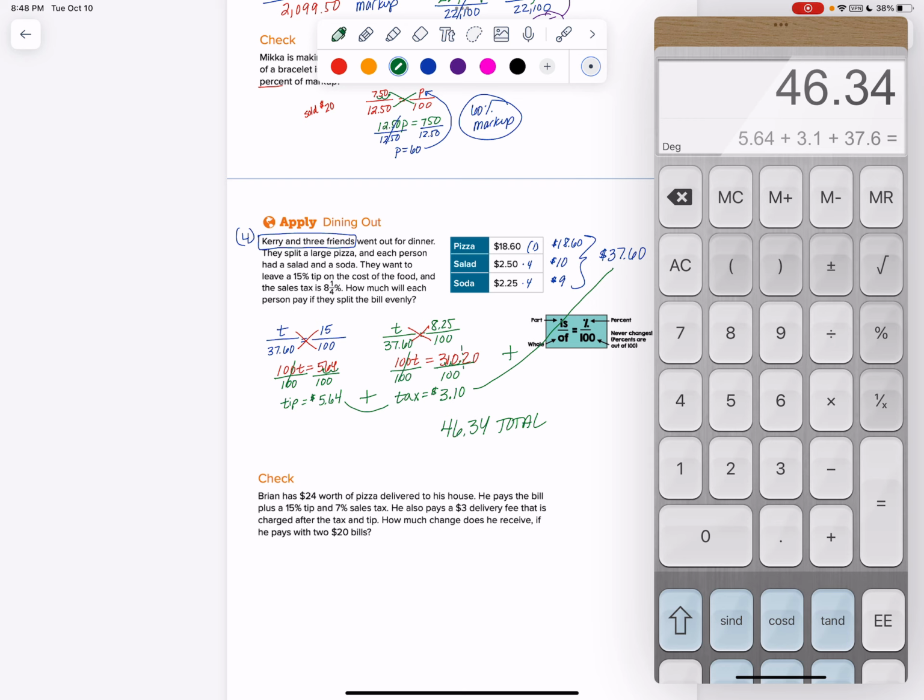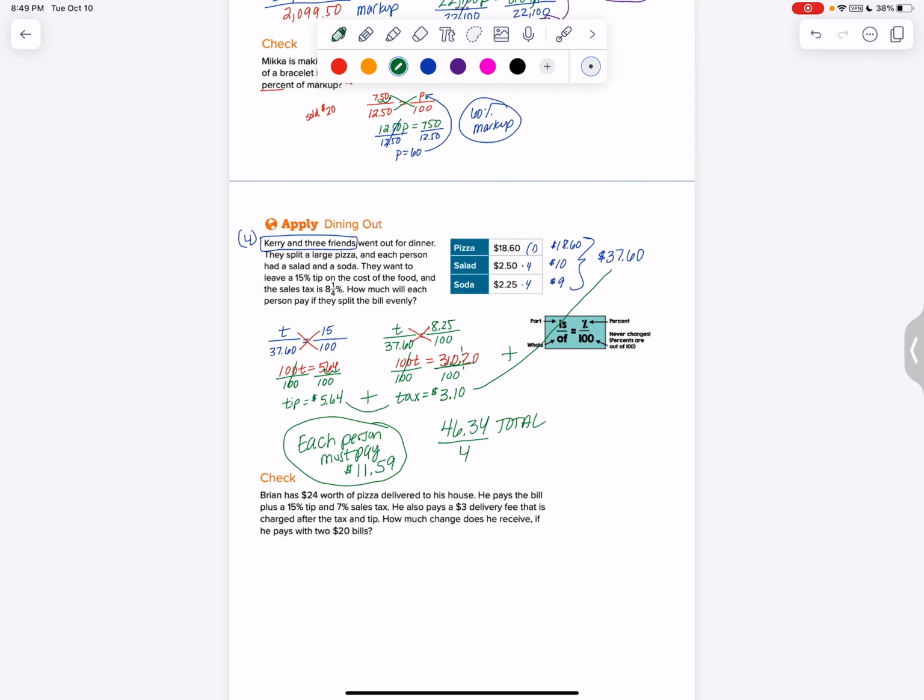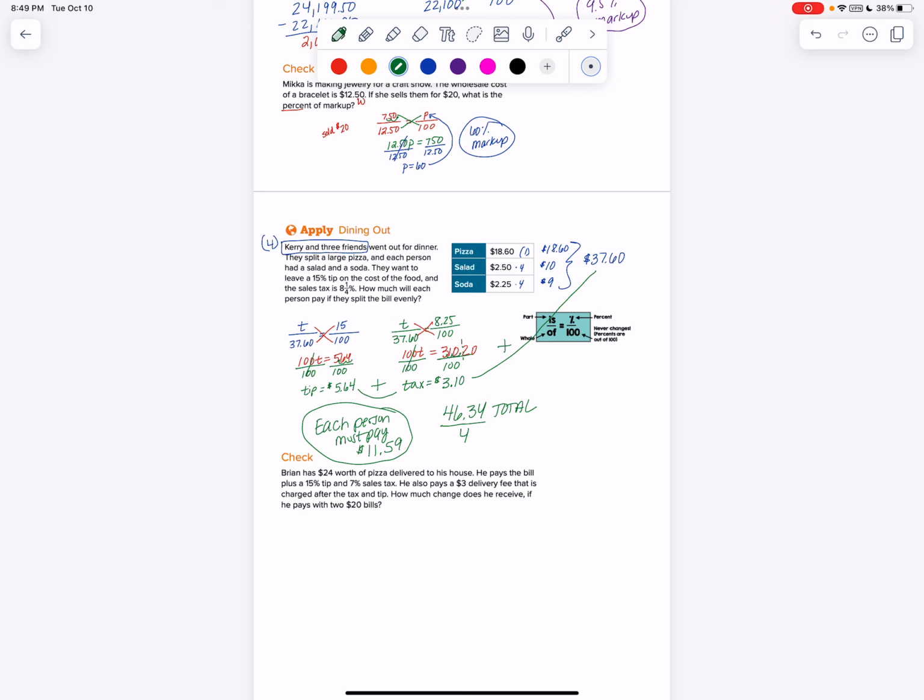But the question says, how much will each person pay if they split the bill evenly? So we have to divide this up to the 4 people, right? So divided by 4, each person needs to pay. So we'll say each person must pay $11.58. Nope, 59 because of the rounding. And there we go. And that'll end up giving the person a little bit extra, but that's okay. Okay? All right. So there we go.